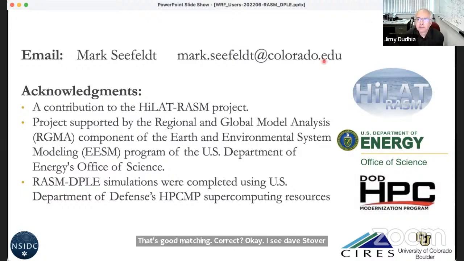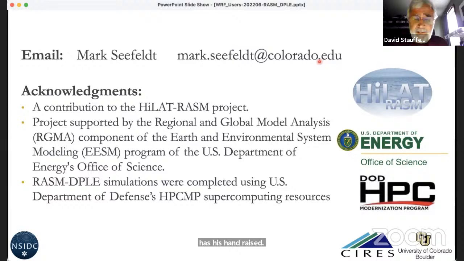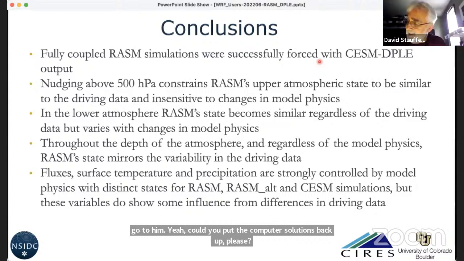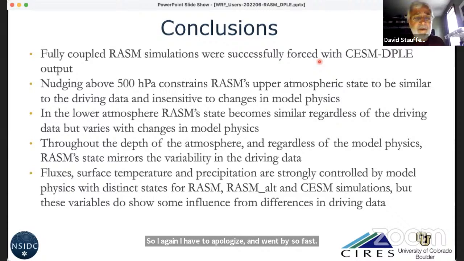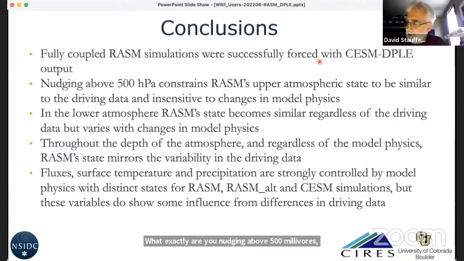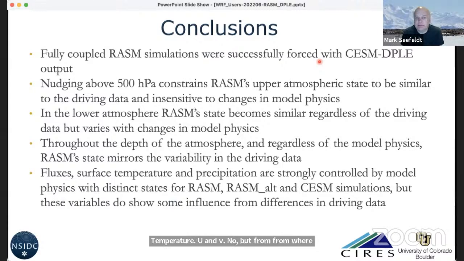Okay. I see Dave Stauffer has his hand raised. Let's go to him. Yeah, could you put the conclusions back up, please? So again, I have to apologize, it went by so fast. DPLE source data. So what are you nudging? What exactly are you nudging above 500 millibars? Temperature, U and V. No, but from where? The CESM decadal prediction large ensemble.